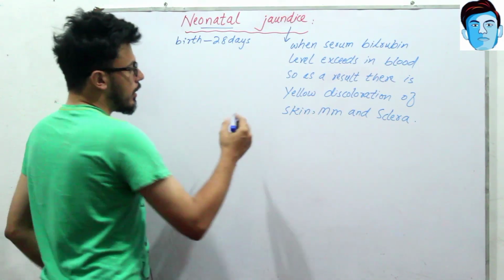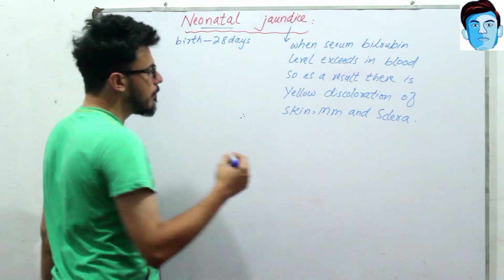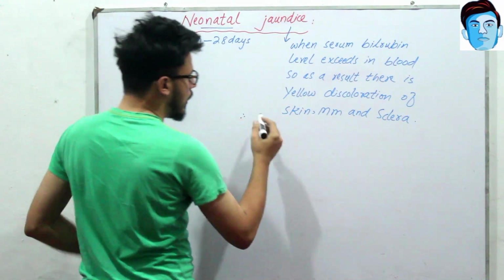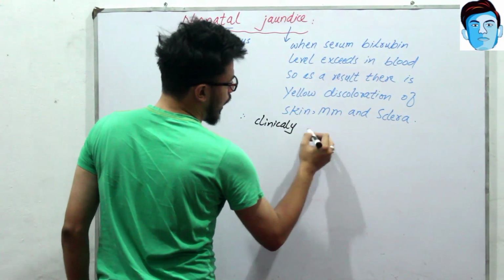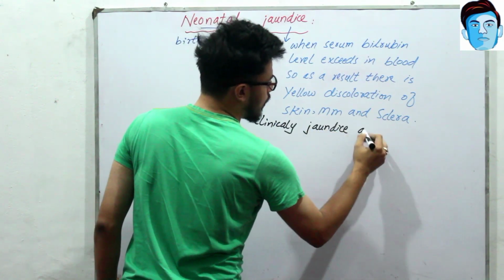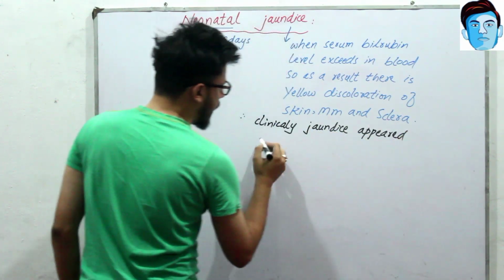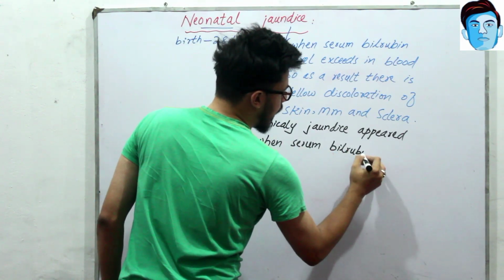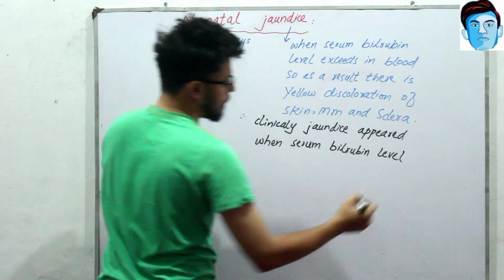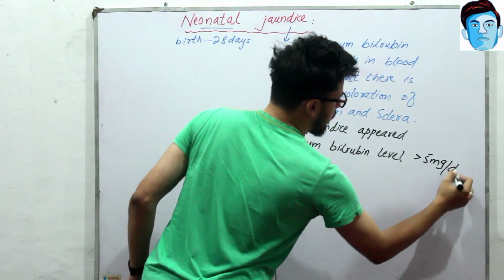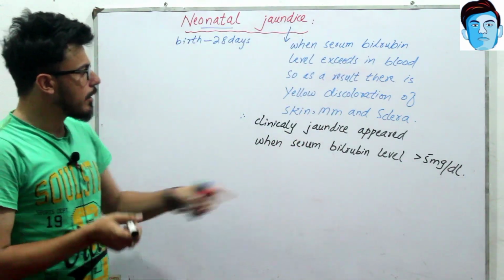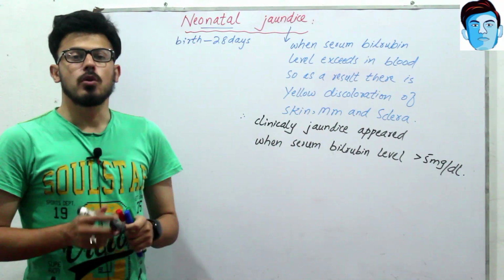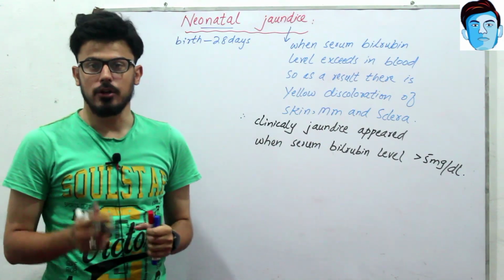Clinically, jaundice appears when serum bilirubin level is more than 5 mg per dl. So it is important: when serum bilirubin level is more than 5 mg per dl, there will be manifestations of jaundice. Another important question: what is the most common site of jaundice?